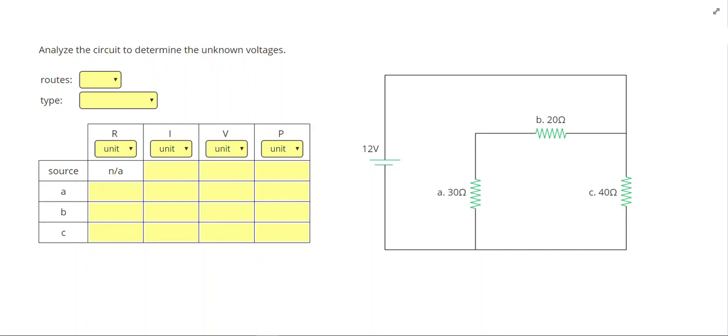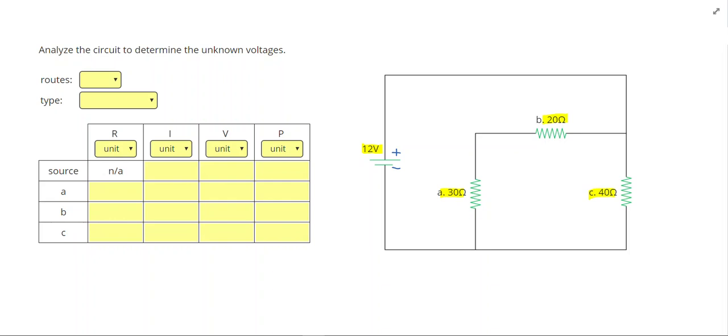In this video, we're going to work on solving complete problems for circuits. So let's start with the given. We're given that this is our battery, so let me label the positive and negative side of the battery, and we have a 12 volt battery. And we have resistor A is 30 ohms, B is 20 ohms, and C is 40 ohms.